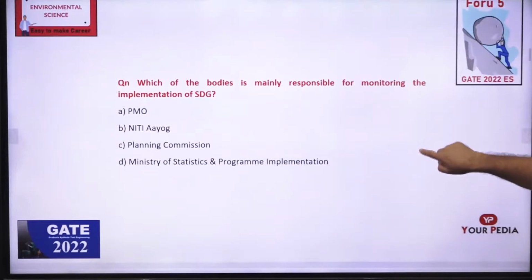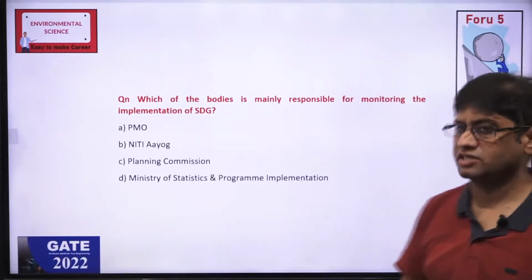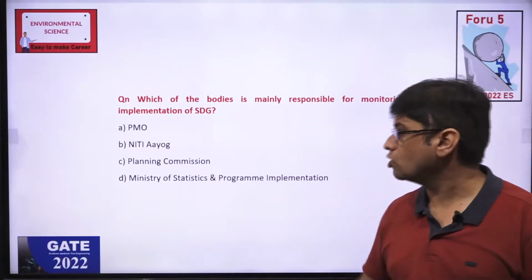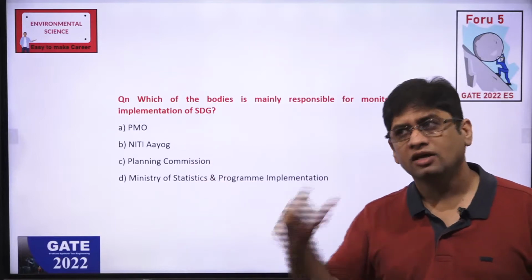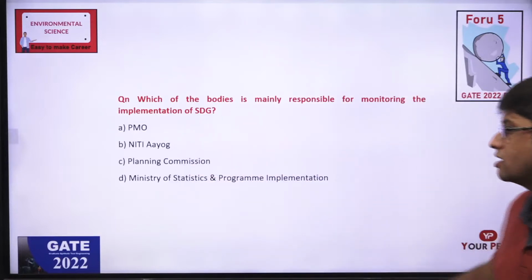Now let's go to the next question. Which of the bodies is mainly responsible for monitoring the implementation of sustainable development goals? That is NITI Aayog. Understand? So NITI Aayog, earlier it was the Planning Commission.